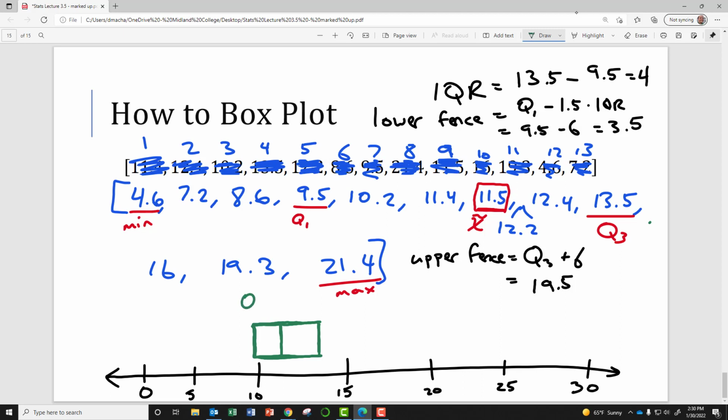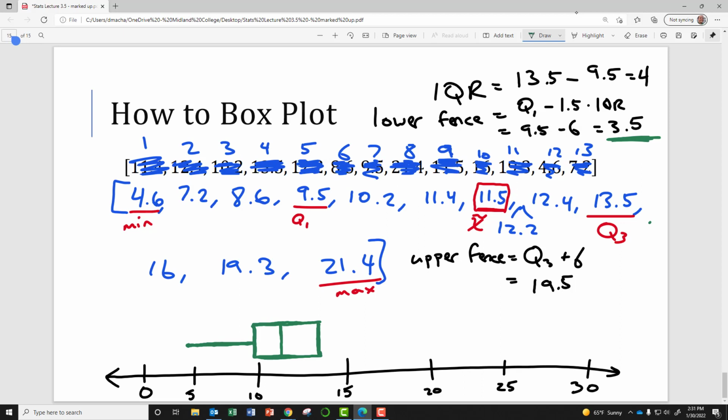And you don't have to label these. These are implied, what they are, by the way you constructed the box. This would be first quartile, median, third quartile, just to show you what that box represents. Then we're going to draw whiskers out to the most extreme values that are still inside the fences. So my lower fence being 3.5, the most extreme value on the low end that's still within the lower fence would be 4.6. So 4.6 is my minimum value. I'm going to draw a whisker out to that minimum value. It's the most extreme value that still falls inside my lower fence.